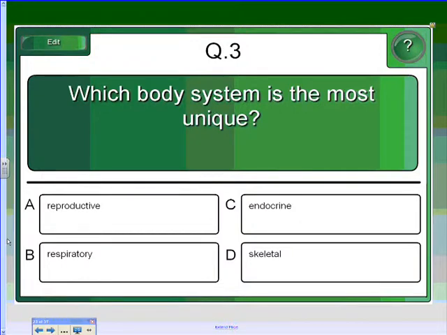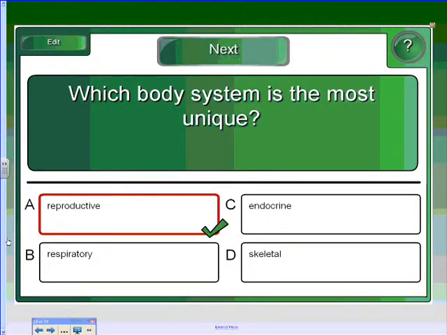Which body system is the most unique? That's going to be the reproductive system, mostly because you only have half of a reproductive system. All the other systems, you have the whole thing. You can eat and you don't need any help. You can breathe and you don't need any help. But with the reproductive system, you only have half the system, either the male half or the female half. And it's unique in that the only time it's a complete system is during intercourse, where those two systems become one.